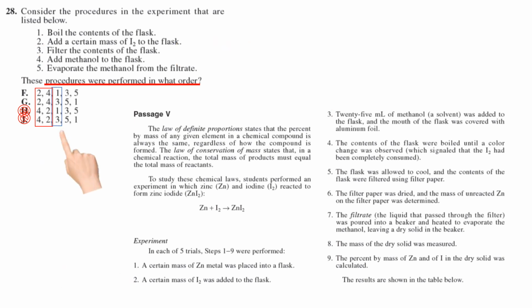Now we can look at this third column, 1 or 3. So boil the contents of the flask or filter the contents of the flask. Which one was done first? Boiling the contents of the flask. So 1, so choice F.